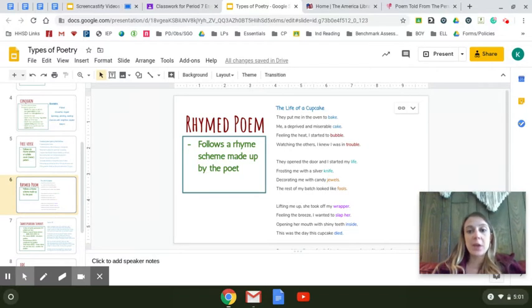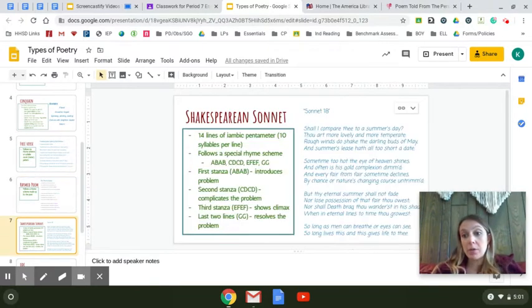A Shakespearean sonnet. So after we do our research paper, we're going to study Shakespeare. There are a lot of rules that go with the Shakespearean sonnet, but you could absolutely write one for this poetry contest because it's only 14 lines. It uses iambic pentameter, so that would mean it has 10 syllables for each line. It also follows a special rhyme scheme, and that would be A, B, A, B, C, D, C, D, E, F, E, F, G, G.